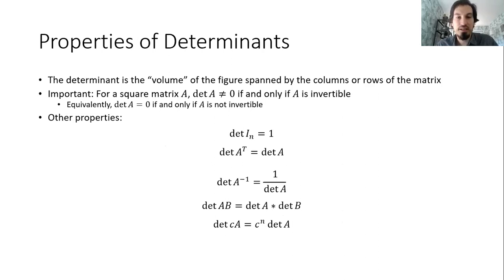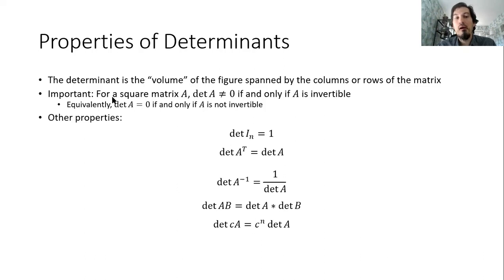Oh my gosh, not that much time. If you had to try to visualize the determinant, I don't think this is going to help anybody, but it's in some sense the volume of the figure spanned by the columns or the rows of the matrix. If you thought of the rows of the matrix as vectors, and thought about what kind of figure is spanned by all of these vectors and calculated its volume, that's kind of what the determinant is, but it's not important. But for a square matrix A, the determinant of A is not equal to 0 if and only if A is invertible.